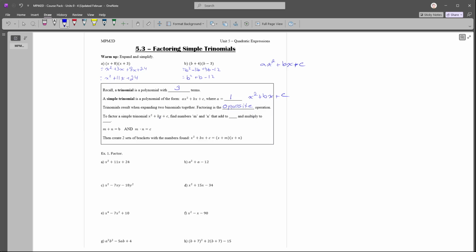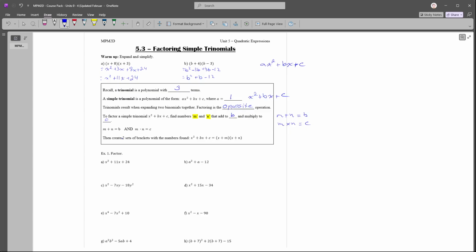So to factor a simple trinomial, we're going to do a little trick. We're going to find 2 numbers. Let's call those numbers m and n. Those are just 2 arbitrary variables that we came up with, okay? Now these 2 numbers are going to add to the value b, and they're going to multiply to the value c. So we have to find 2 numbers that are true for both of these situations. They add to b, so m plus n is equal to b, and m times n is equal to c. So we have to find 2 numbers that satisfy this.